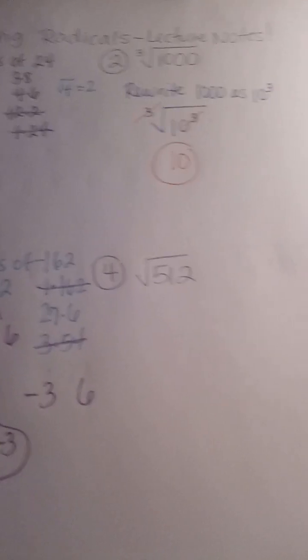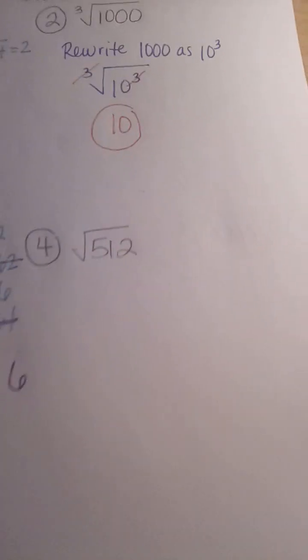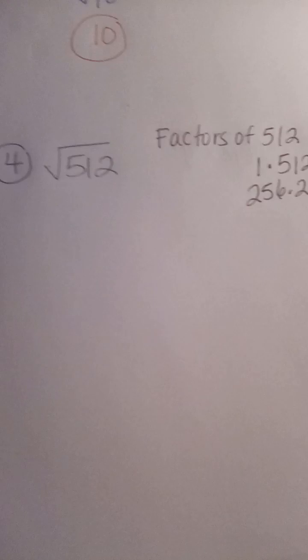Number 4 is the square root of 512. All right, we're going to do the same thing we've been doing here. Factors of 512. What are factors? 1 and 512. Let's see, 2 and 256. Let's see if I could do 3.